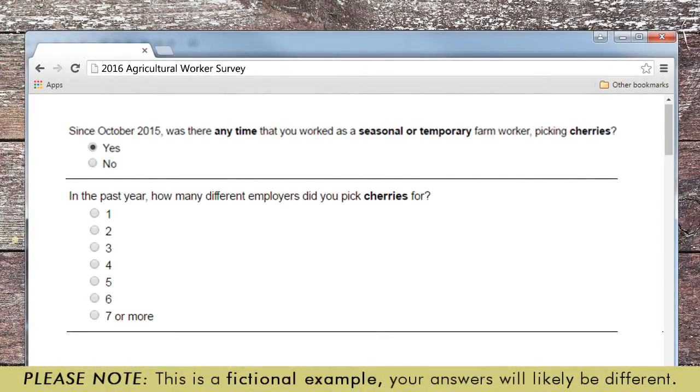This question is interested in how many different employers I picked cherries for. ESD uses this information throughout the rest of the survey. Let's say I picked cherries for 3 different employers, but I was actually hired 4 different times. I had picked cherries for the same employer at 2 different times. In this case, I would respond 3 because that is the number of unique employers.